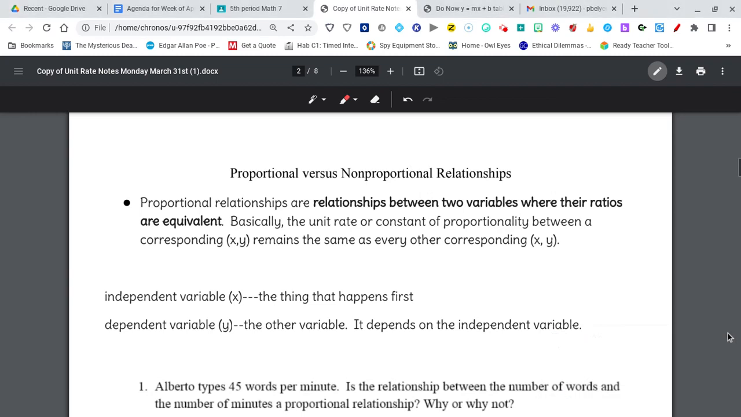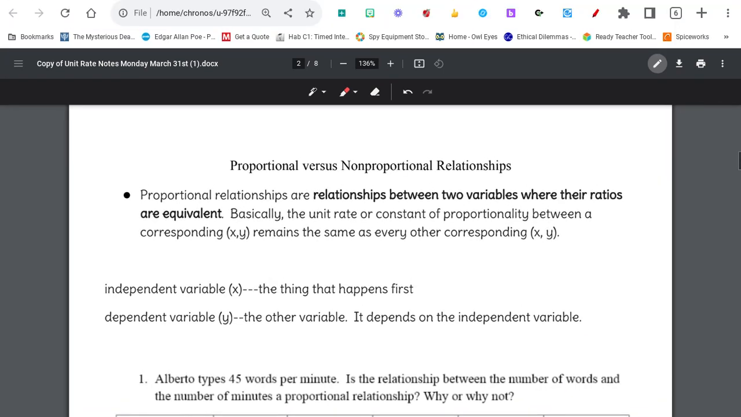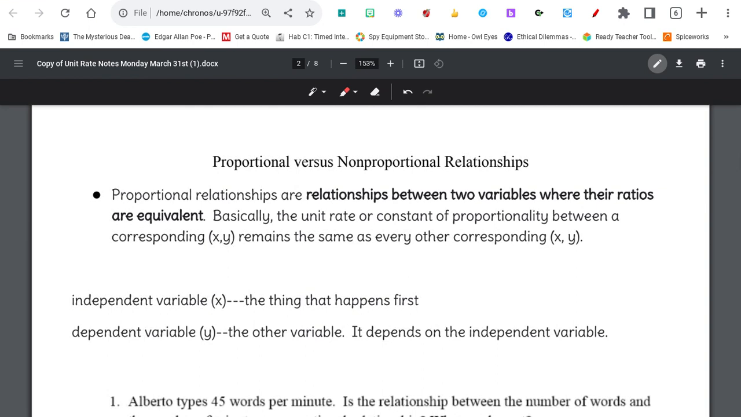All right, so we're going to get started with proportional versus non-proportional relationships. They're very easy. I'm going to try to make this as simple as possible. So a proportional relationship is a relationship where your unit rates, also known as a constant of proportionality, remain the same in between every x and y, okay? Remember, an x and a y will help you. It's a coordinate. It's going to help you decide what's independent and what's dependent based on your units, guys.